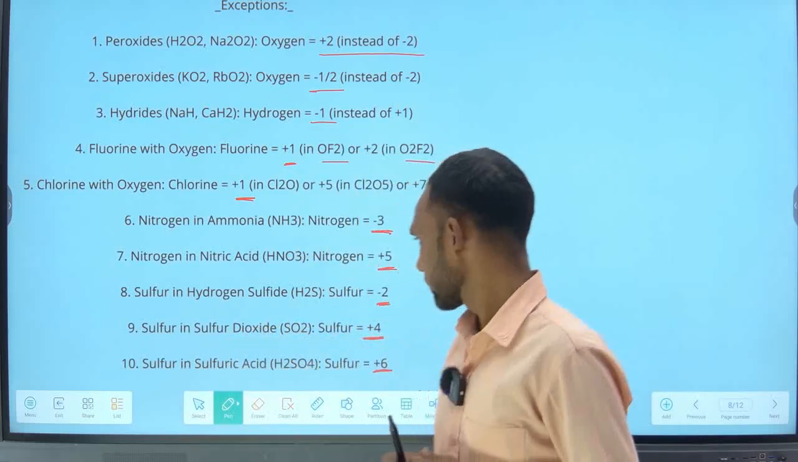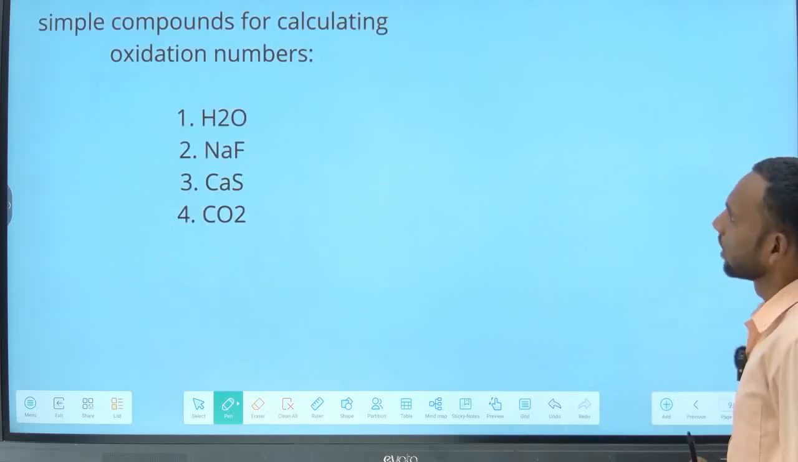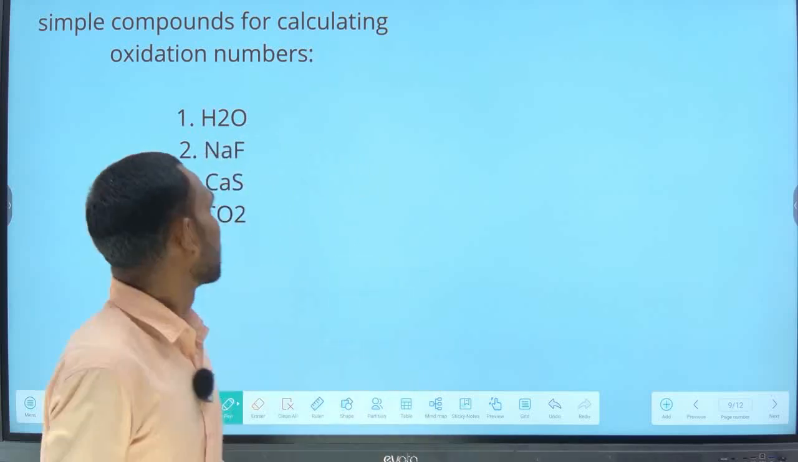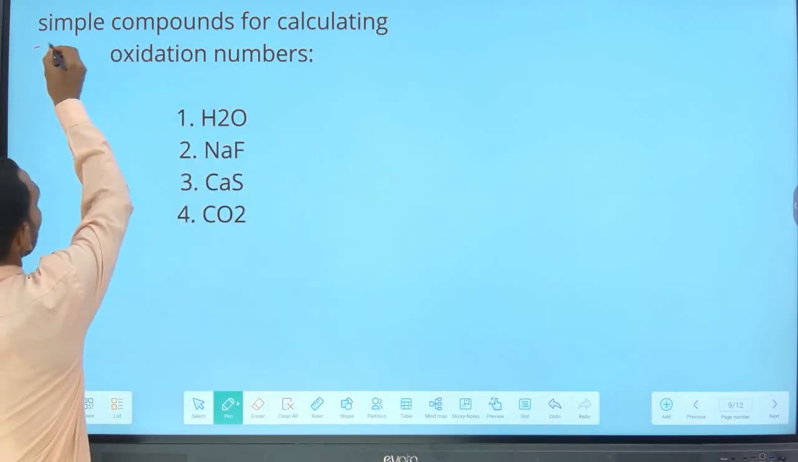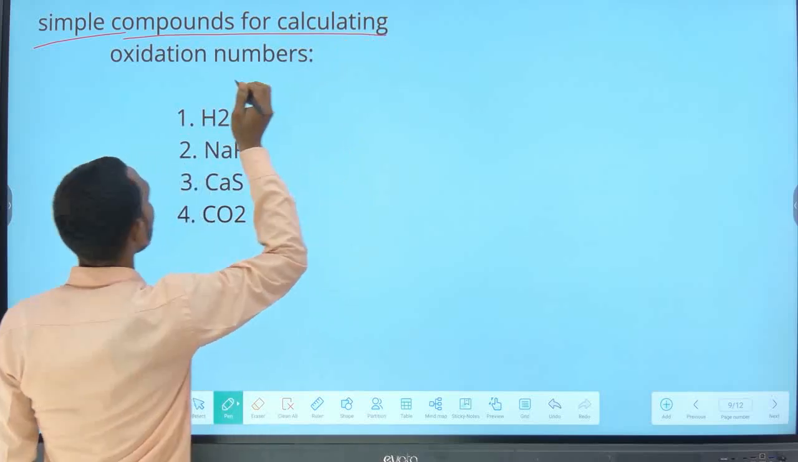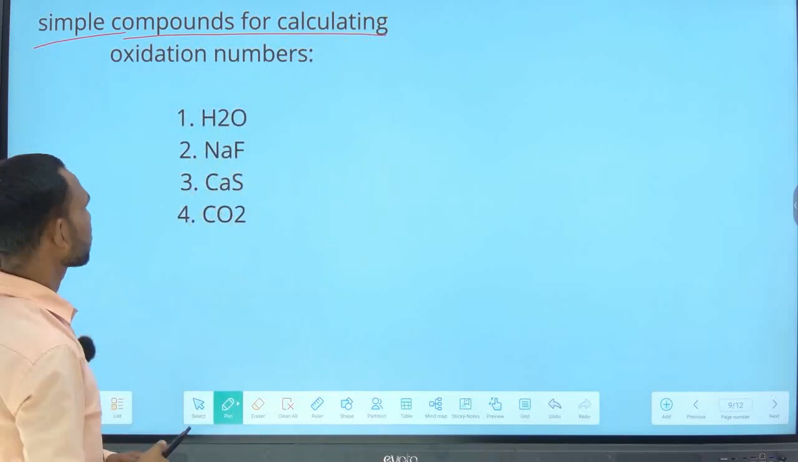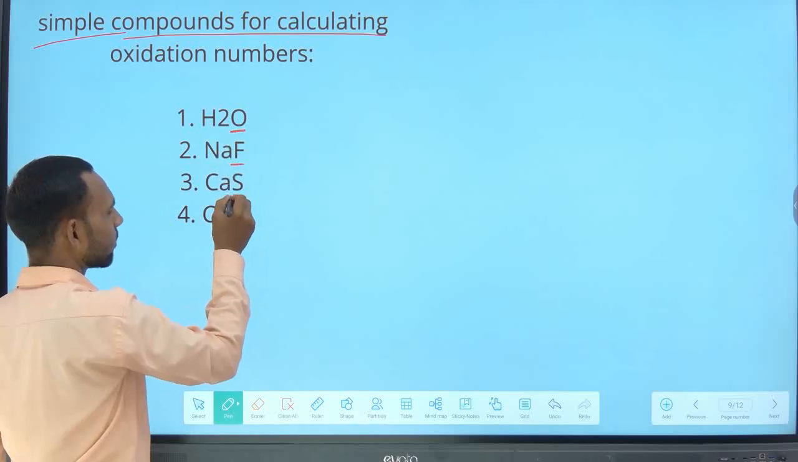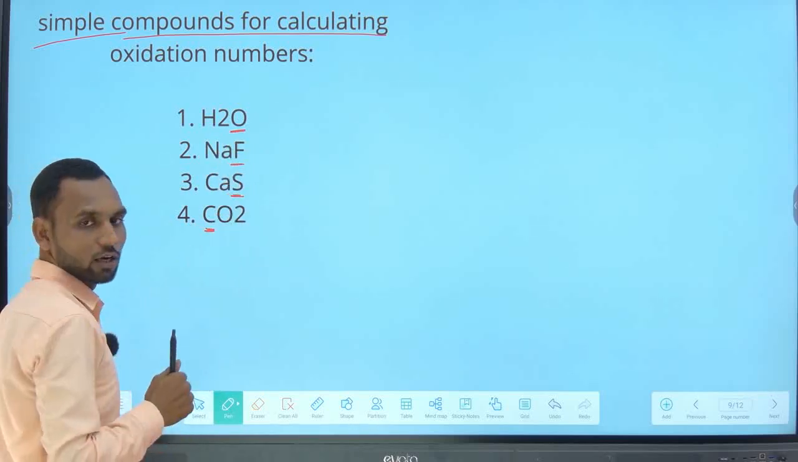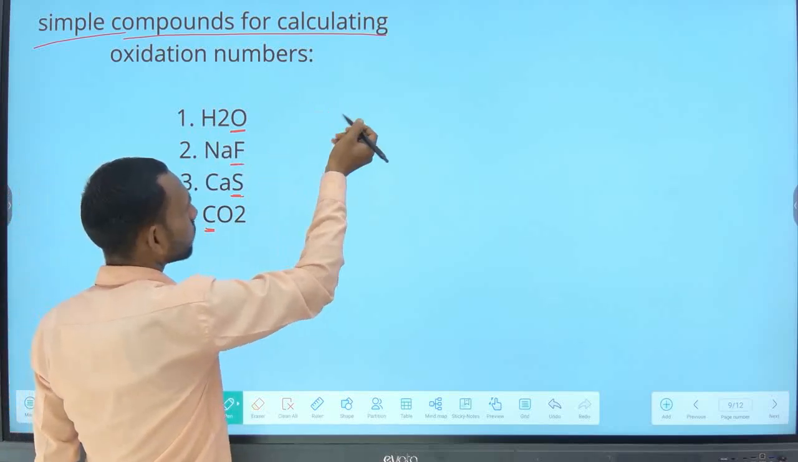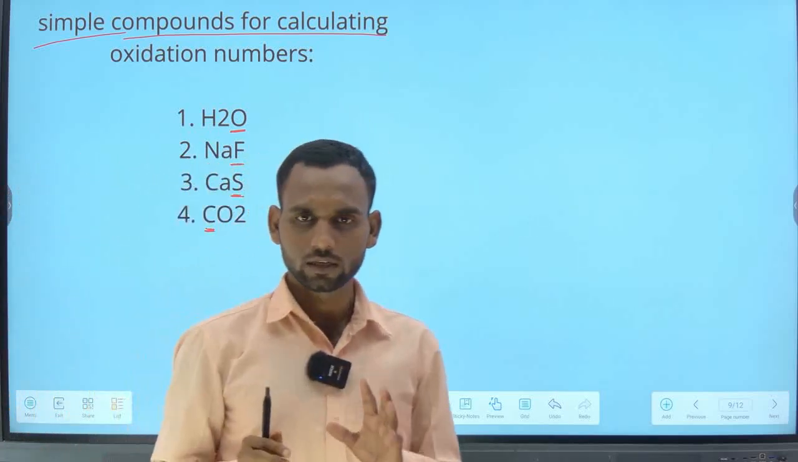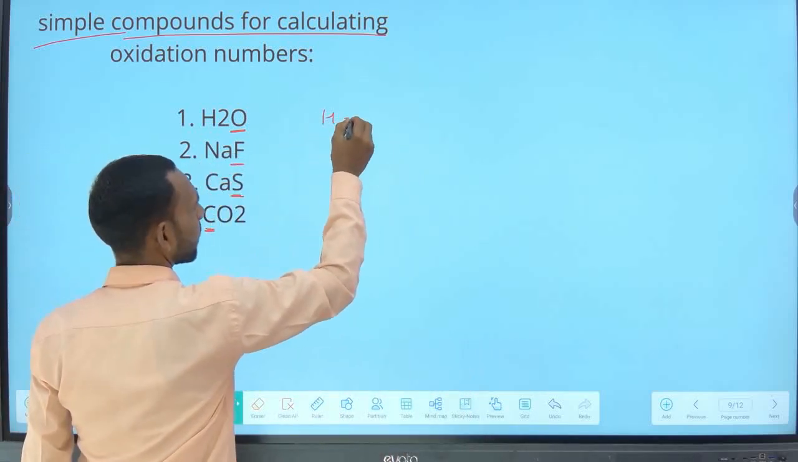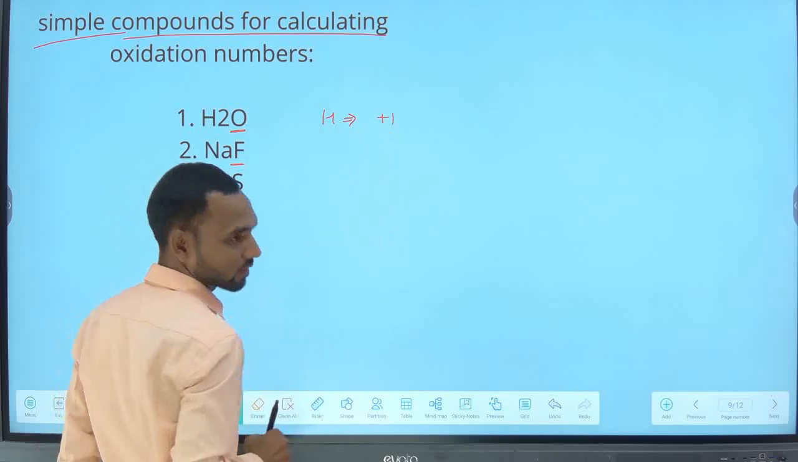These are defined in the next slide, and we calculate the oxidation number for the different types of elements. In these simple compounds, we calculate the oxidation number of oxygen, fluorine, sulfur, and carbon. We know that we learned about the first A group. Hydrogen has the +1 oxidation state.